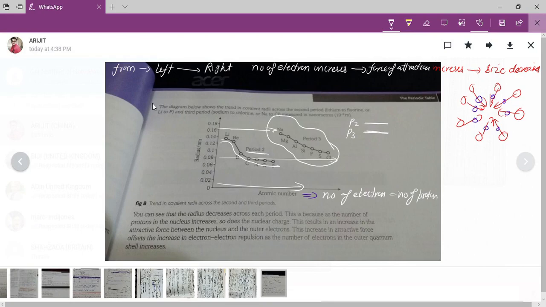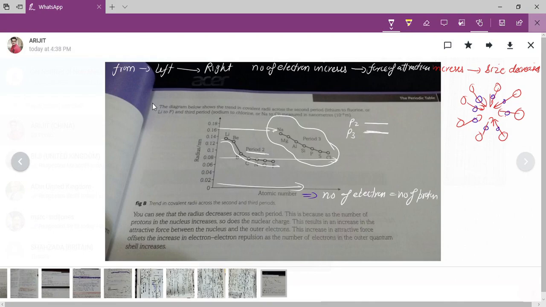As the number of electrons in the outermost shell or the nuclear charge increases from left to right, the force of attraction will increase. And if the force of attraction increases, then 100% the size will decrease. Clear?